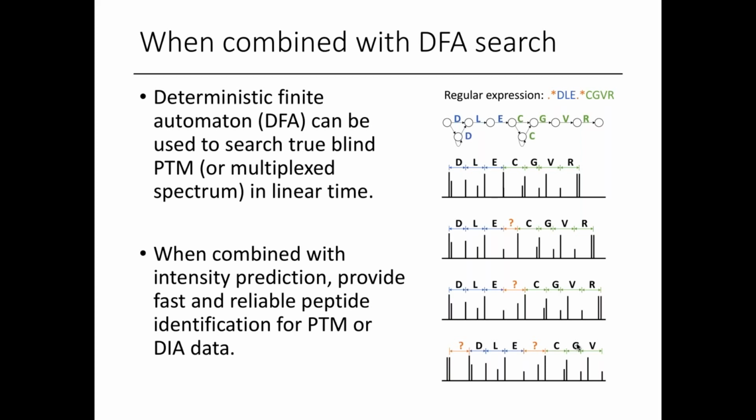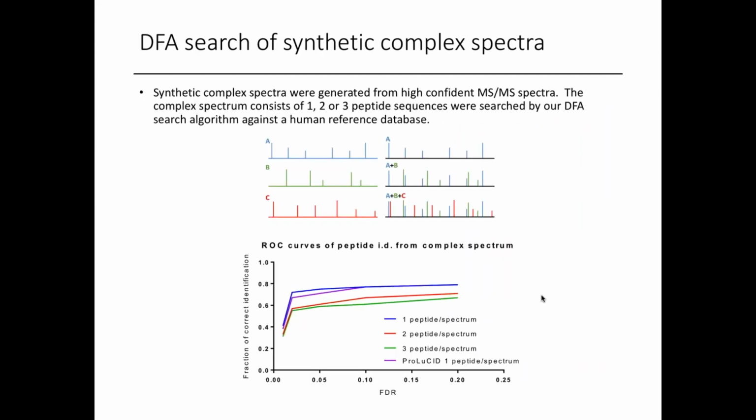So essentially this gives us an advantage in speed to search a complex spectrum, like a spectrum with PTMs or the spectrum in DIA data, which is multiplexed. So here's one example of the DFA search.